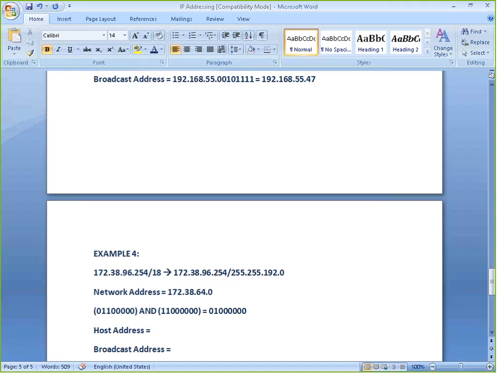Okay, great. So based on this now, can you calculate the host address and the broadcast address and give me the values?